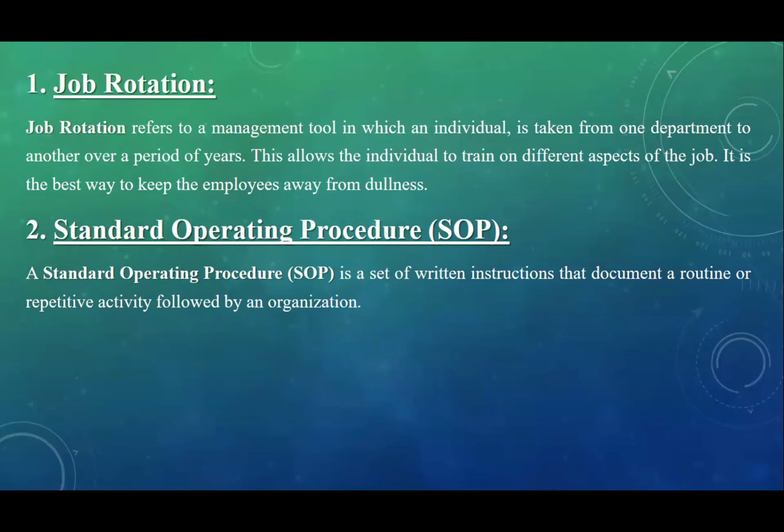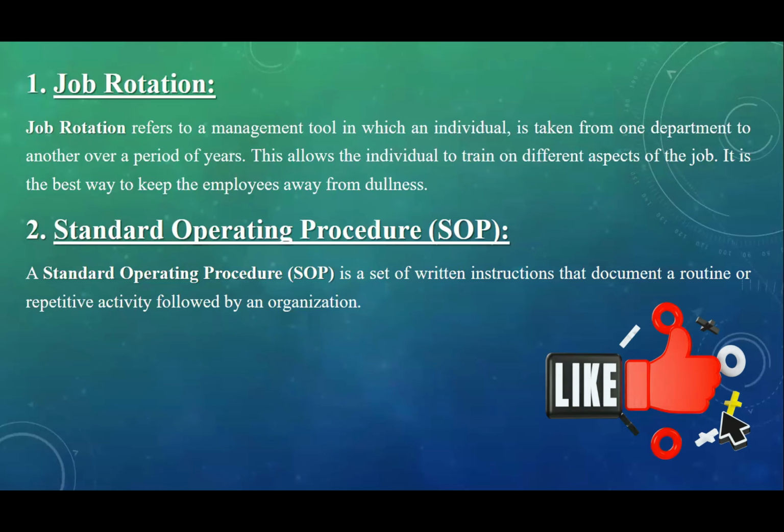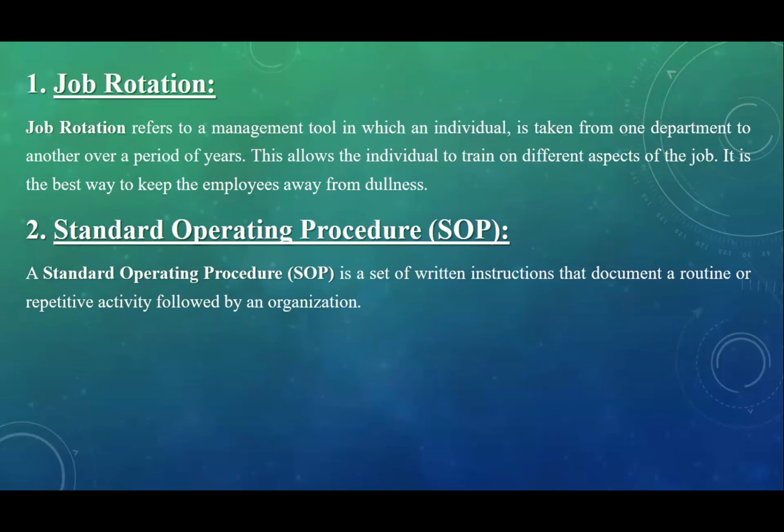So here we have two of the terms. The first one is job rotation and the other one is standard operating procedures. In job rotation, an individual is taken from one department over to another. This allows the individual to train on different aspects of the job. So it is the best way to keep employees away from dullness. This management tool is the best tool for an individual to enhance his or her knowledge.